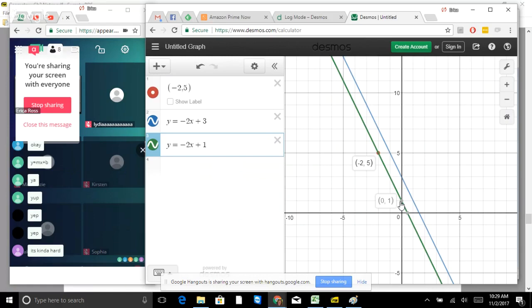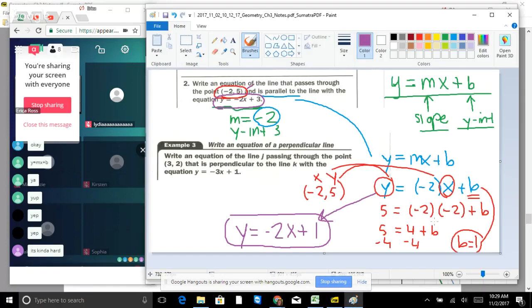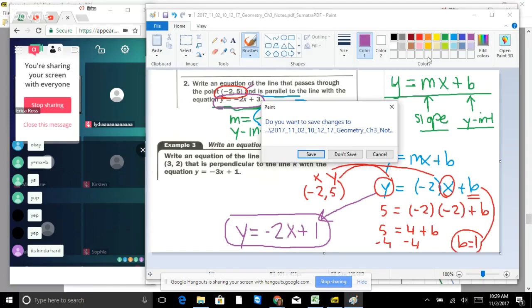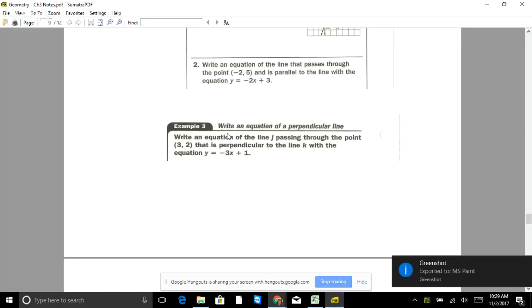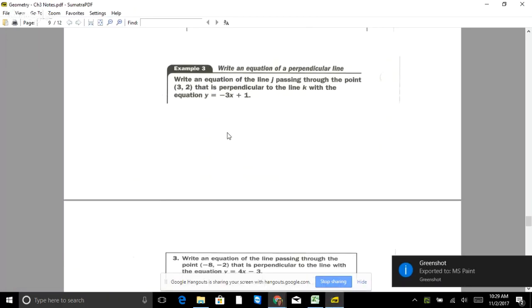Okay, so we're going to get a little bit more tricky. Just a little bit. Next example here. I think I'm going to start fresh.